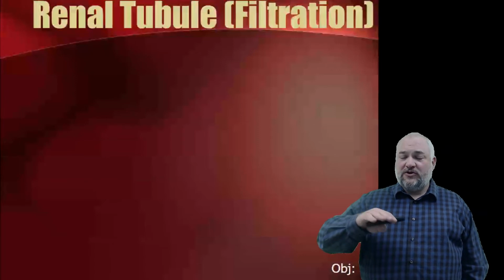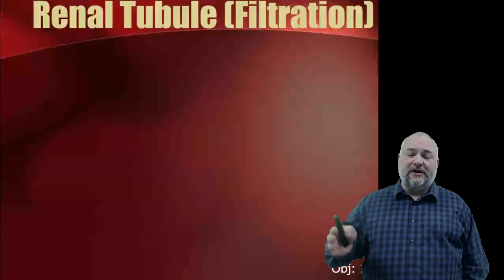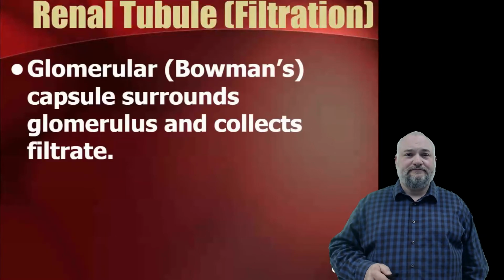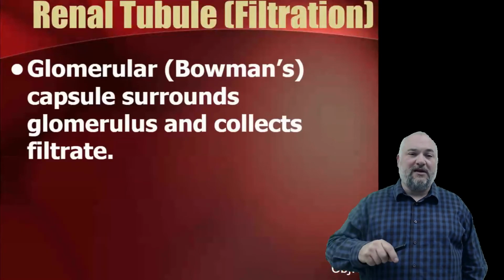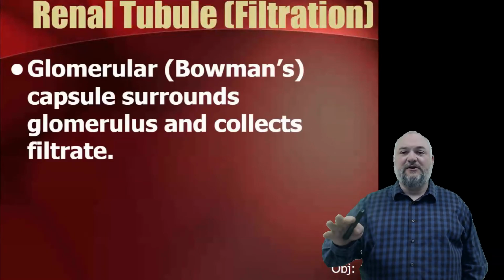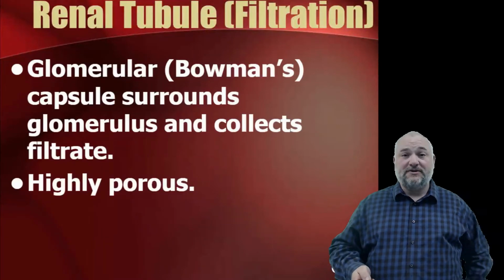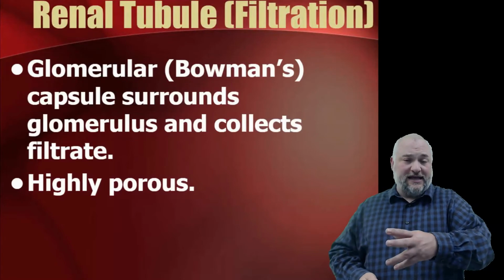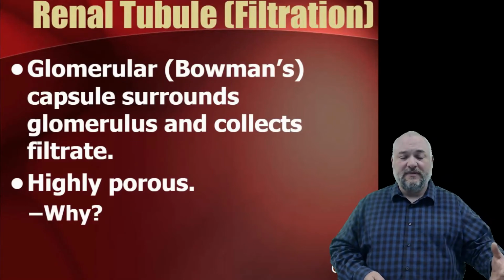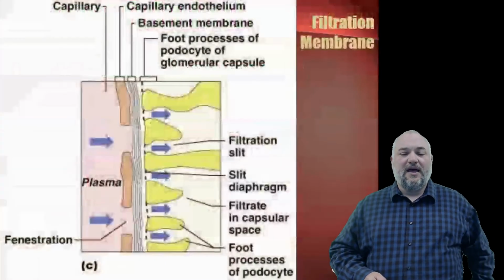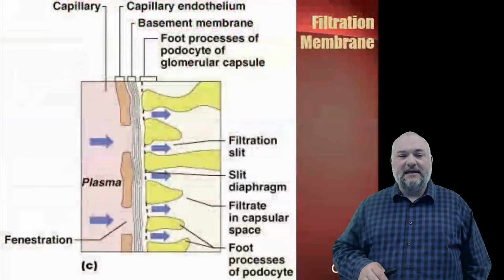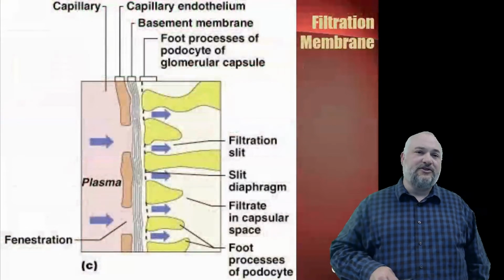So now once we get into that capsule, we can now enter the renal tubule. Or wait, I'm jumping ahead of myself. So we're still in the glomerular capsule that surrounds the glomerulus. It collects the filtrate, highly porous, so it lets pretty much everything in except for blood cells and large proteins. We can see that porosity here. So smaller things can get through, bigger things can't.